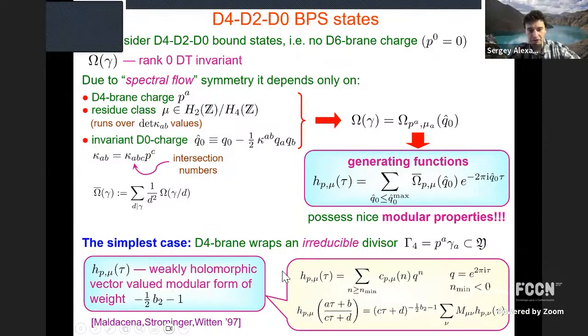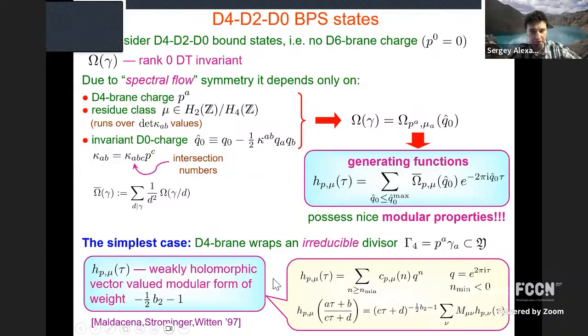Weakly holomorphic just means that when I expand my generating function in a Laurent series in q, which is the exponential of 2 pi i tau, then my series will have a part with negative powers of q. There will be a finite number of such terms, but they must be present. So in other words, n min is less than 0, or in other words, Q0 max is larger than 0 here.